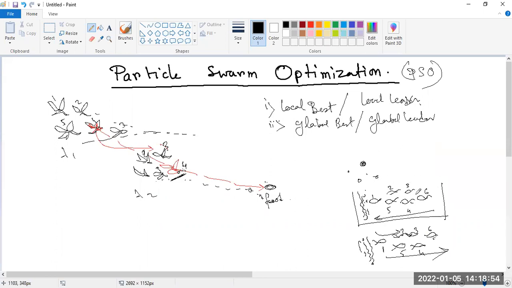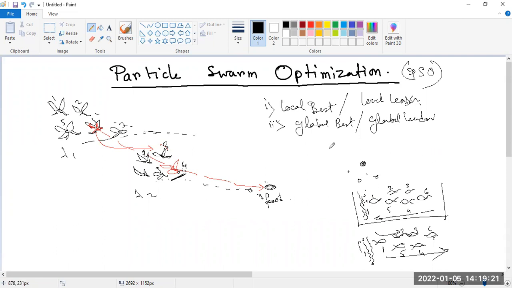This is called schooling of fish, and particle swarm optimization is taken from their logic. The logic is artificial life, which mimics bird flocking and fish schooling, and swarming theory. They move in the swarm in large quantities.